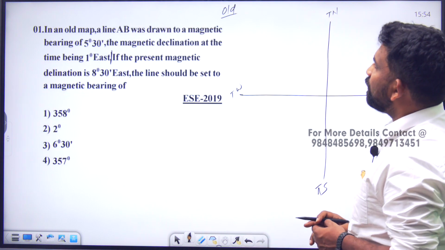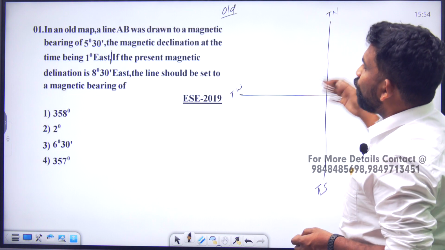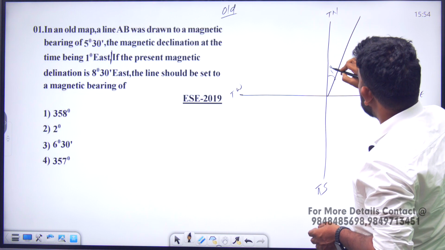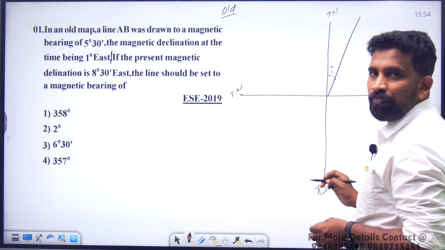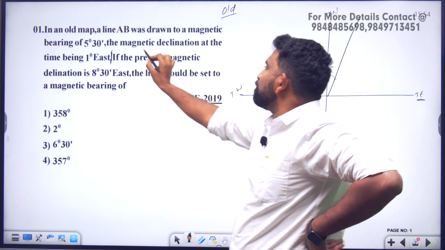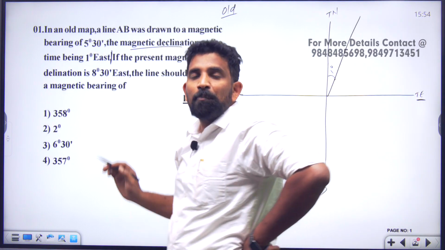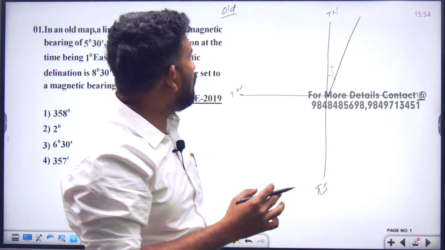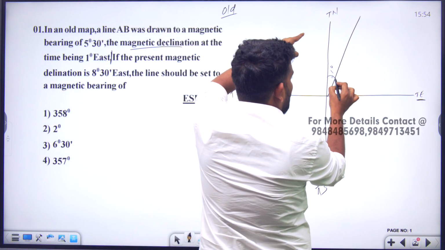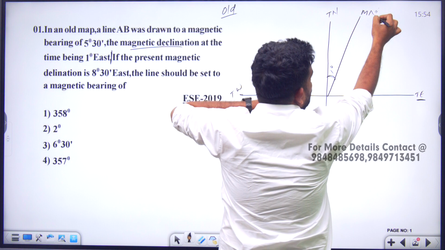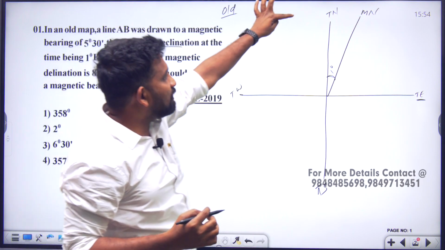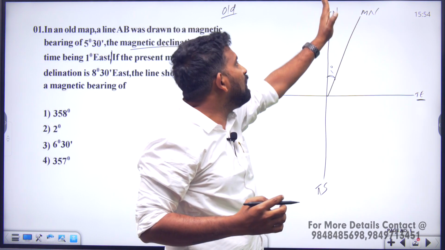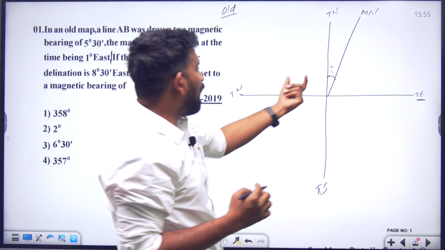Now what did he say? The magnetic declination at the old time being 1 degree east. So this is your 1 degree, lying towards east. Now, what is magnetic declination? We have just seen the definition: magnetic declination is nothing but the horizontal angle between true north and magnetic north. Here you can see there is a true north and this is the magnetic declination, and obviously this line will be the magnetic north. Simple, right? So this is your true north and this declination angle is nothing but the horizontal angle between true north and magnetic north. So we have seen this 1 degree angle now.